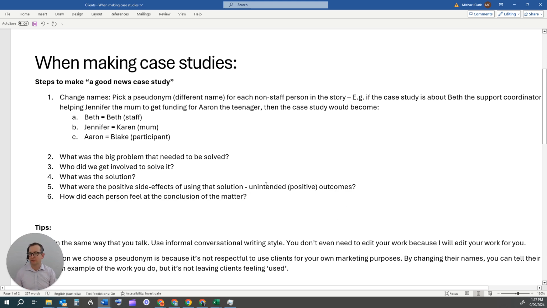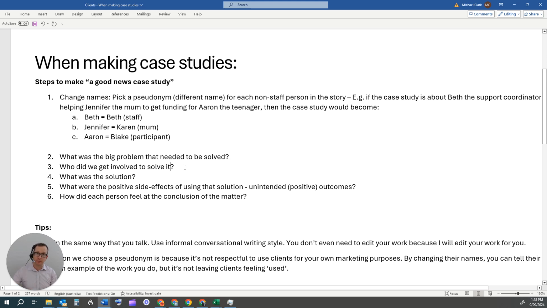An example of that might be, say, you've got a young person who has autism and they've never been in the movies before. You might say their goal is to go to watch a movie. So who's involved? You might have Beth, the support coordinator, you might have mum involved, and you might have the participant. Well, what was the problem? They've never been in the movies before, but they want to. Okay. And then who did we get involved to solve it?